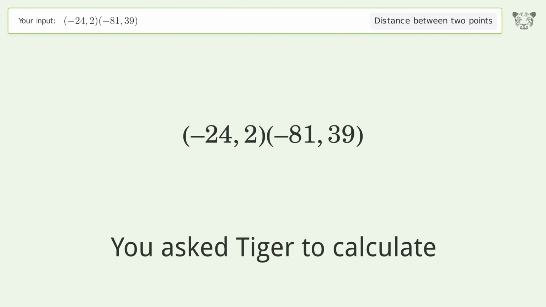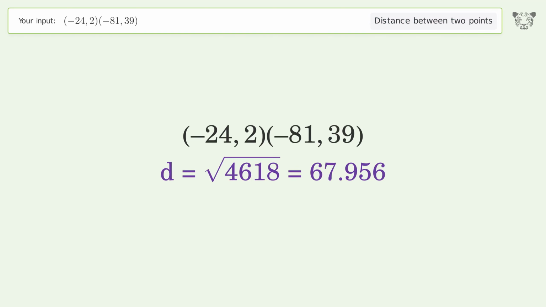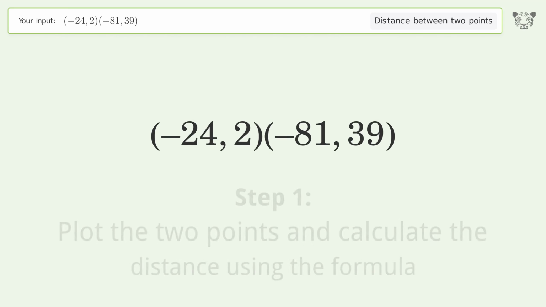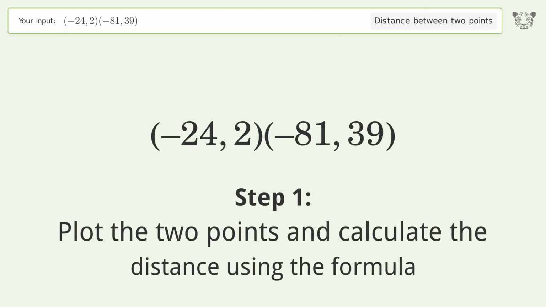You ask Tiger to calculate. This deals with the distance between 2 points. The distance between the 2 points is the square root of 4,618, or 67.956. Let's solve it step by step. Plot the 2 points and calculate the distance using the formula.